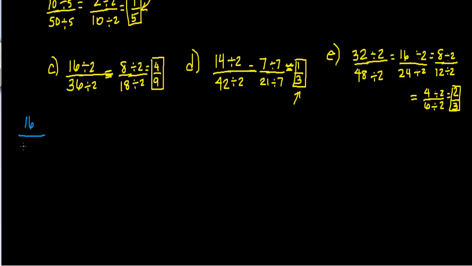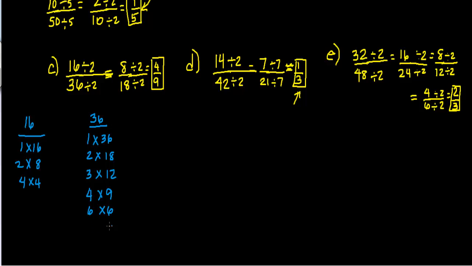The list for 16 is 1 times 16, 2 times 8, 3 times nothing, 4 times 4. Done with the list for 16. Let's do 36. For 36, you have 1 times 36, 2 times 18, 3 times 12, 4 times 9, 5 times nothing, 6 times 6, 7 times nothing, 8 times nothing, 9 times 4. So I've repeated 9 times 4. That means this list is done.